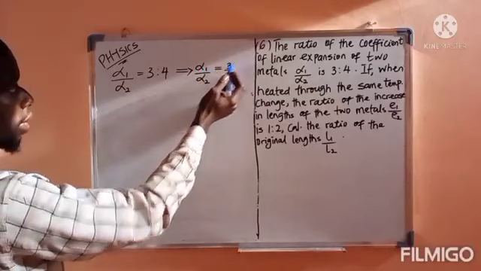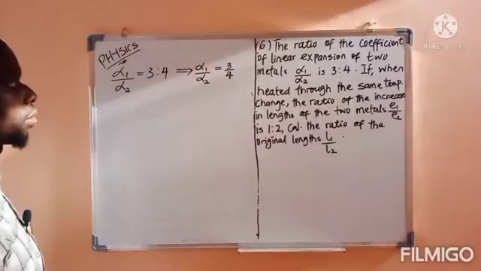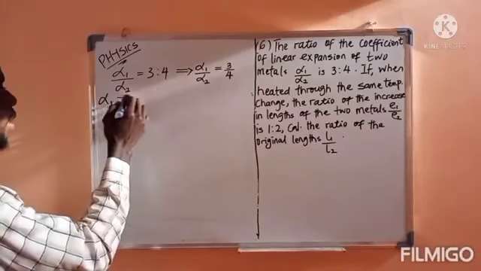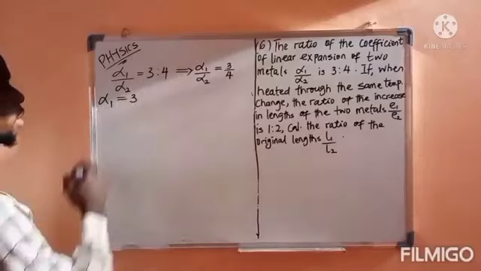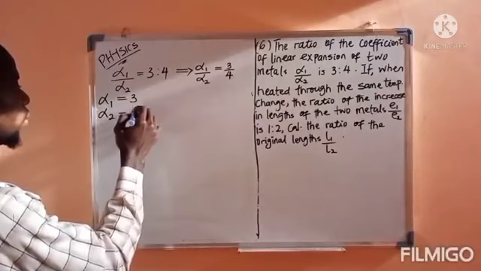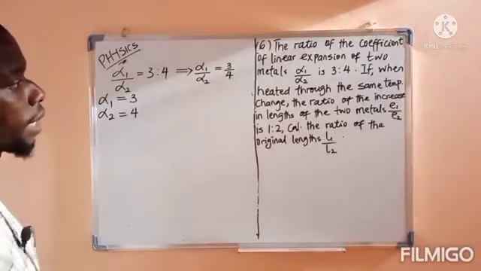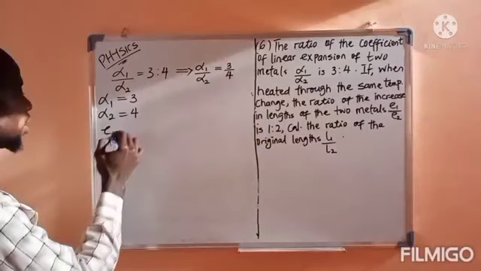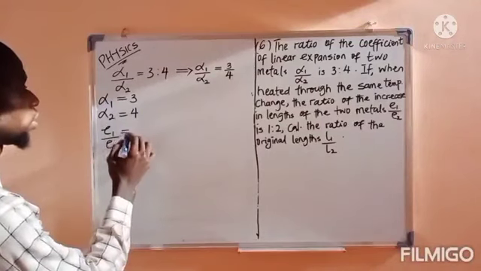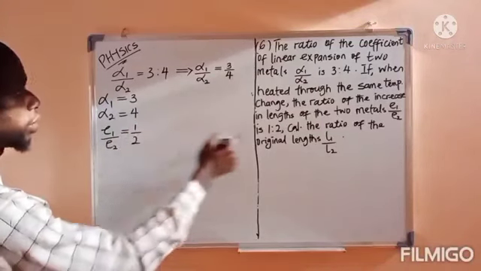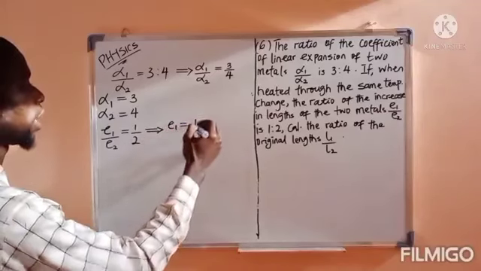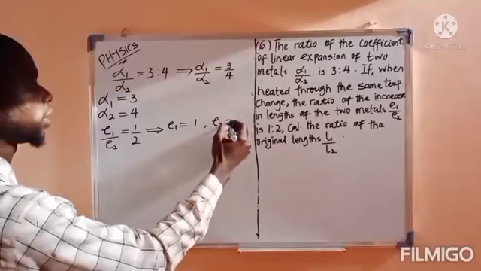In that case, alpha 1 is same as 3 and alpha 2 is same as what? 4, comparing the two ratios. So I can say that alpha 1 is equal to 3, right? And alpha 2 is equal to 4. In the same vein, the extension E1 to extension E2 of the second metal is equal to 1/2, because the ratio is 1:2, which implies that E1 is equal to 1 and E2 is equal to what? 2.